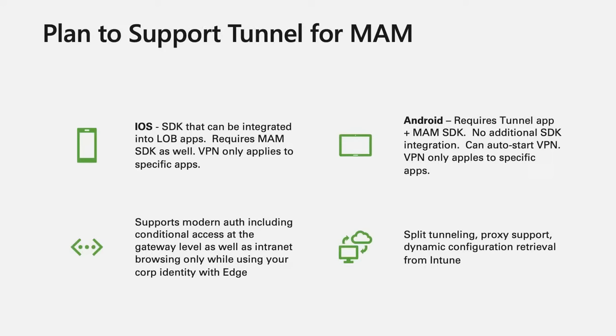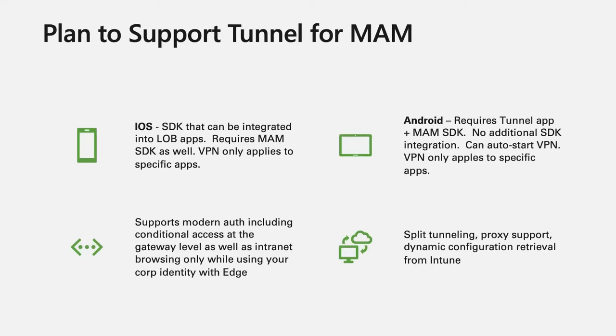On iOS, we created an SDK that can be integrated with your line of business apps. This also requires the MAM SDK so that you can get those app protection policies, and it really only lights up that VPN for specific apps where that SDK is integrated. Now, we are integrating this with Edge, like I mentioned, and so that will be available at GA to allow you to browse intranet sites from Edge.